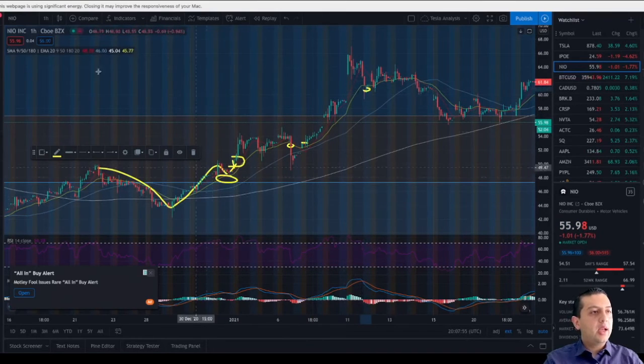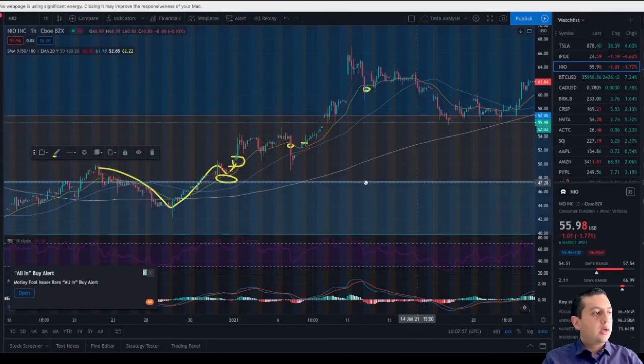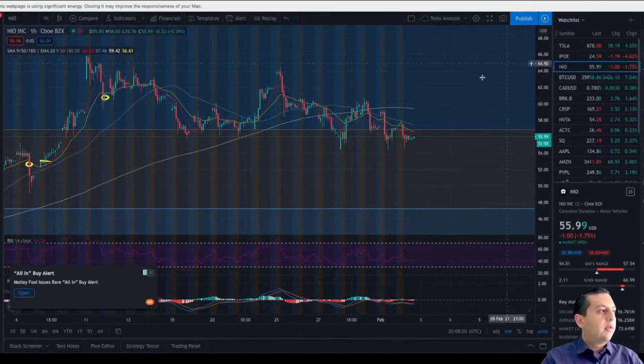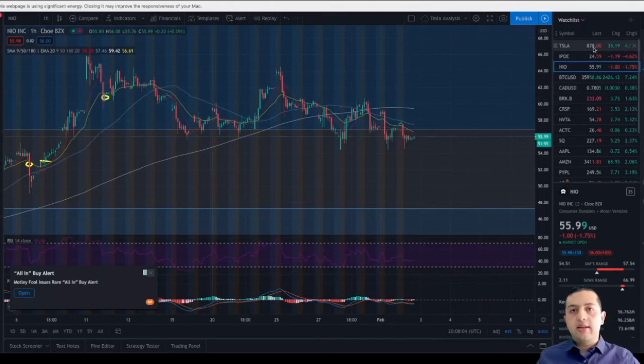Okay, so this is what we're seeing today. Again, very nice entry points for Tesla, for SoFi, for Bitcoin. NEO is not yet there.